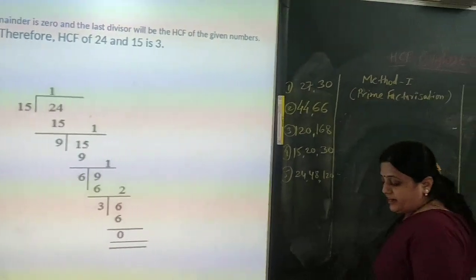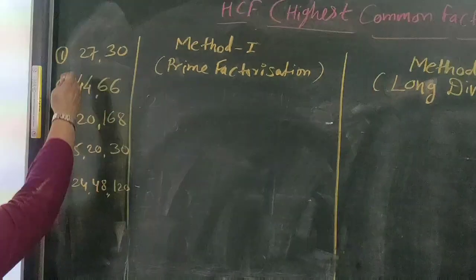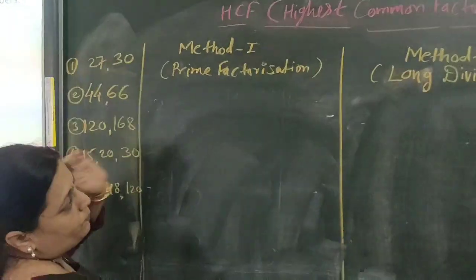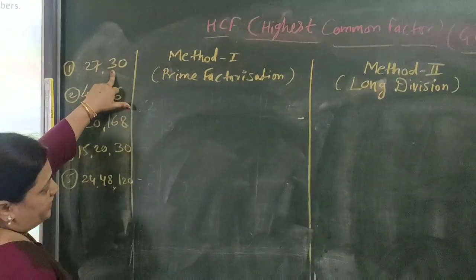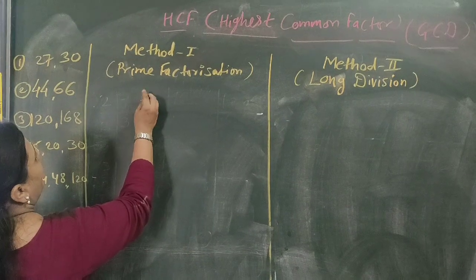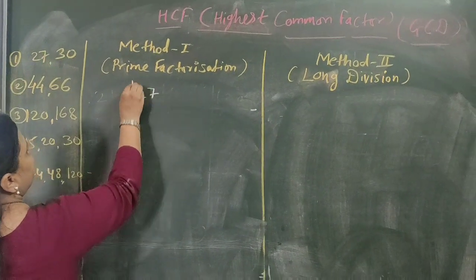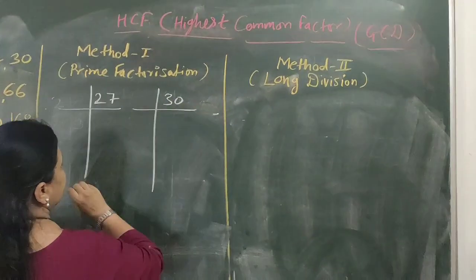See here, there are 5 examples which I have written on the board. All the 5 examples I am going to explain to you with both methods. So the first example is 27 and 30. First we will see the prime factorization method. How to find the prime factors? I have already taught you, but still I am revising again.